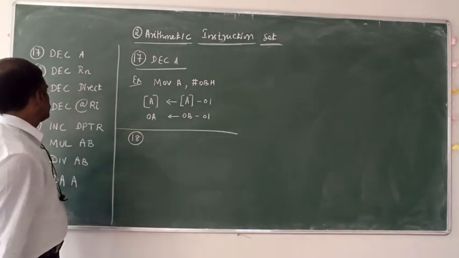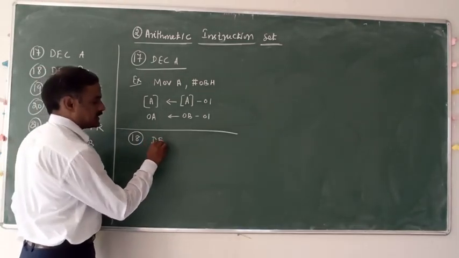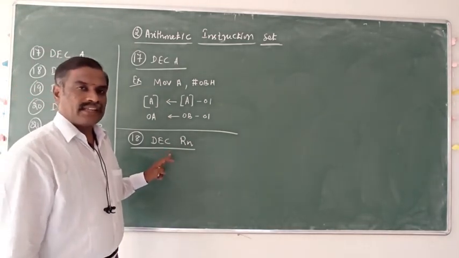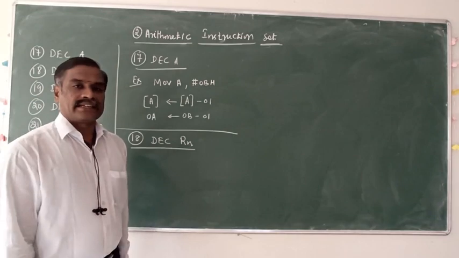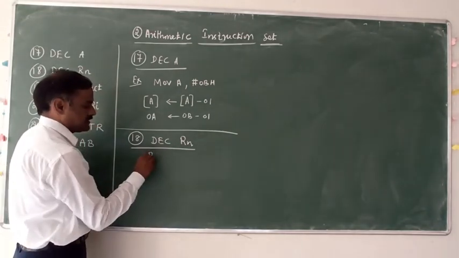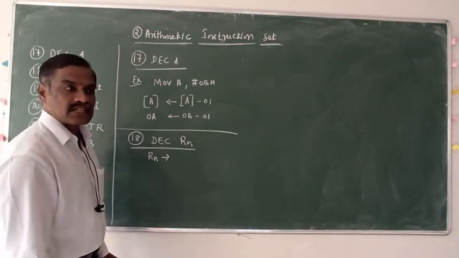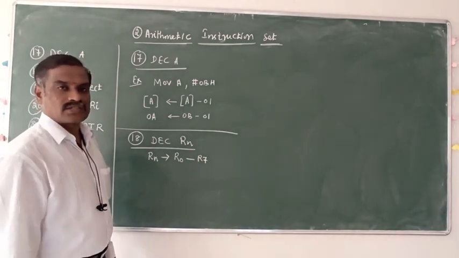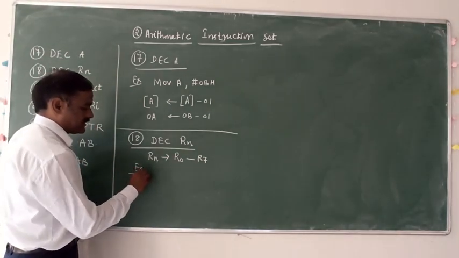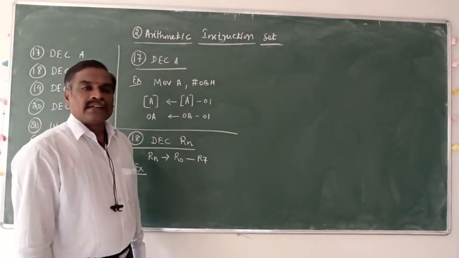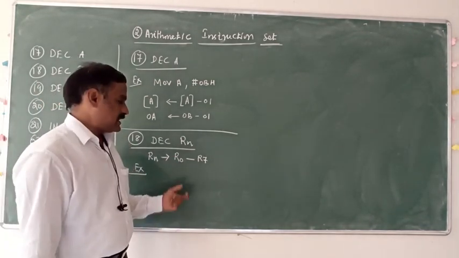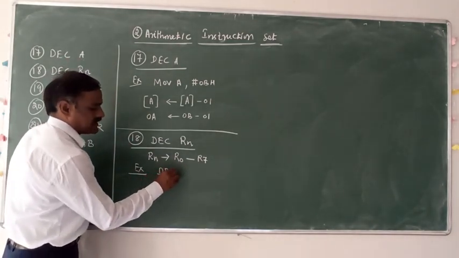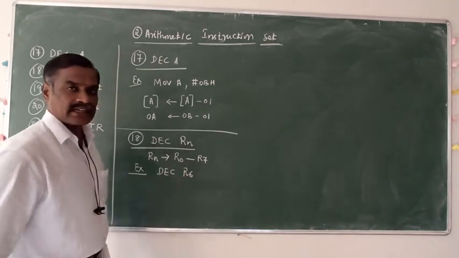18th instruction, DEC Rn. This is also to decrement the 8-bit register content. Here Rn means working register R0 to R7. Example, each register consists of 8 bits. Any working register, total 8 working registers. Example, DEC R6 register content.